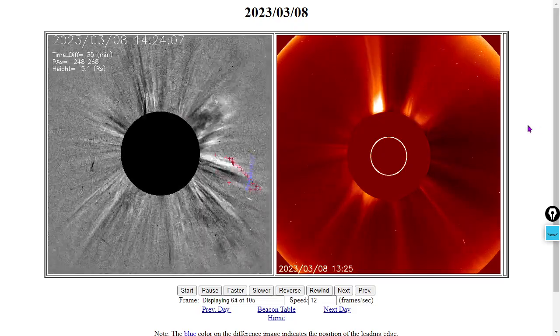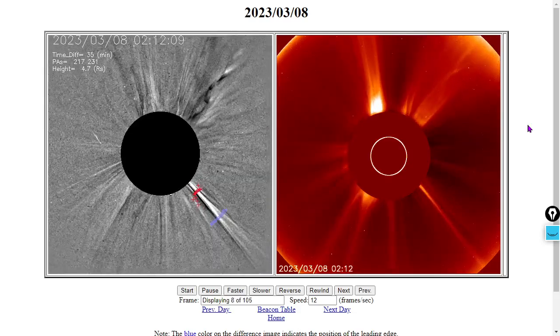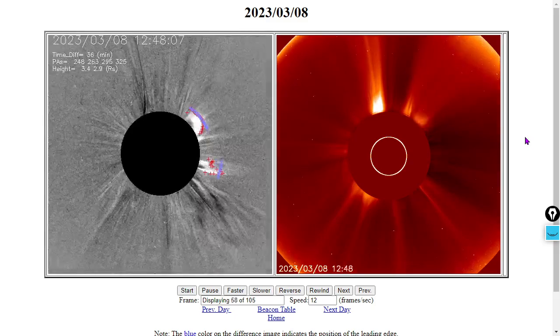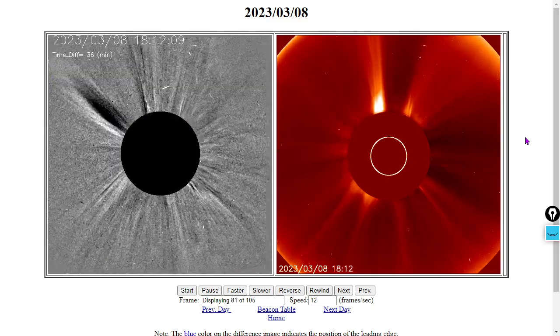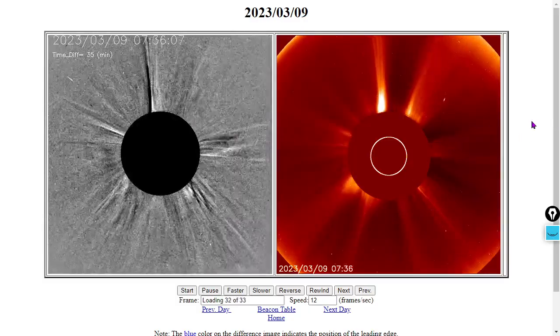And let's look at coronagraphs next. So there are yesterday's images, some minor CMEs happening there. No earthly directed ones, at least as far as I can tell. And if I'm wrong, let me know in the comments.